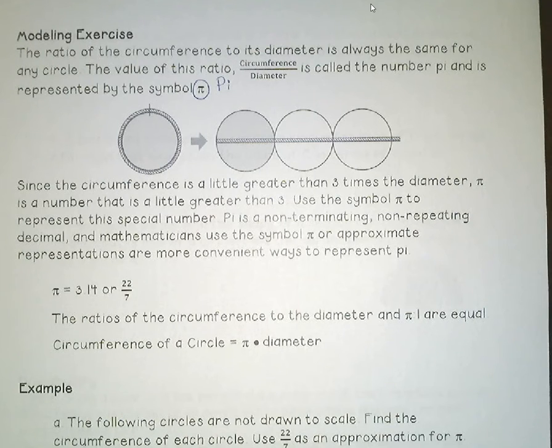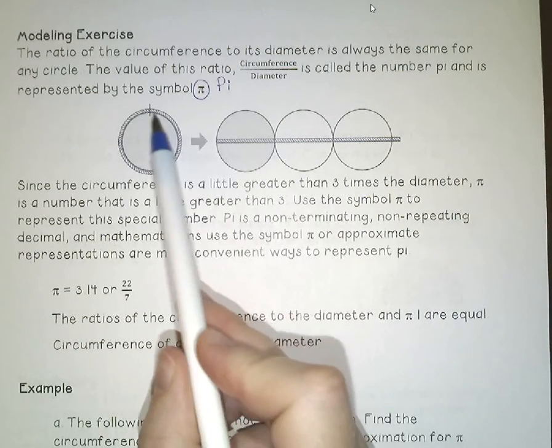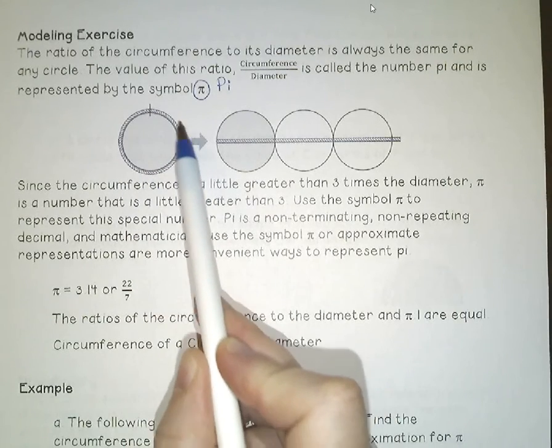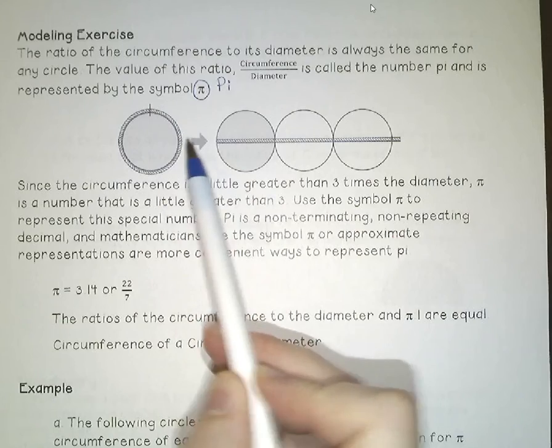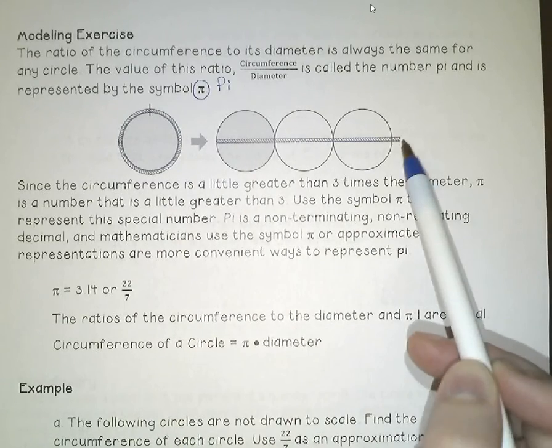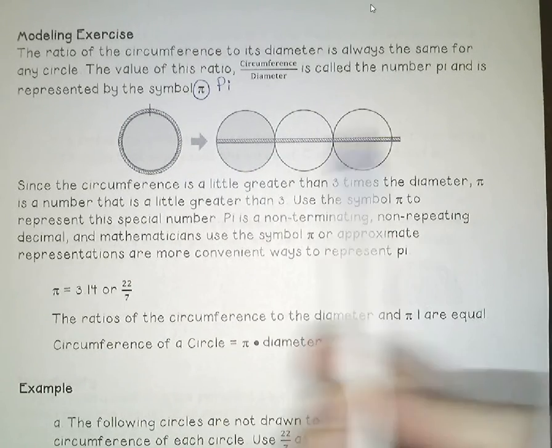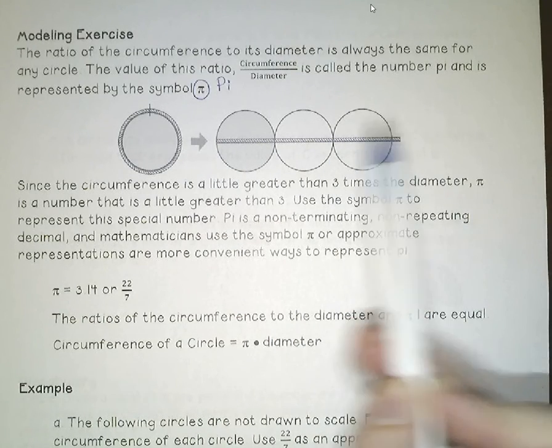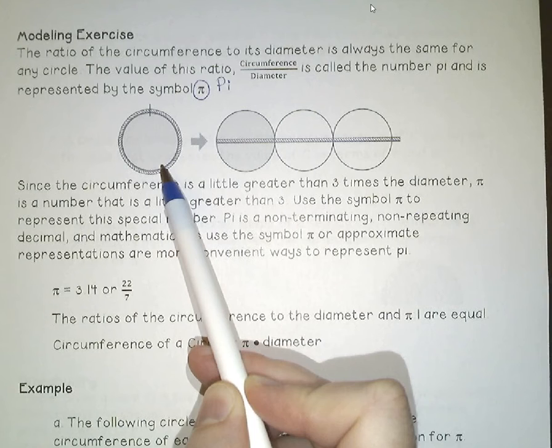Since the circumference is a little greater than 3 times the diameter, let's take a look at this. If I were to put a string over my circle, that string will be as long as just a little bit over 3 times the diameter of the same circle. And you can try it at home.